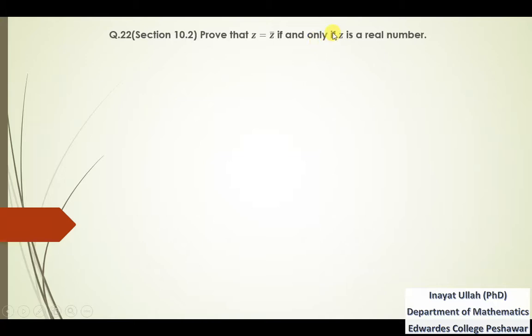'Only if' means take this side true, that Z is a real number, and try to prove that Z is equal to Z conjugate. This is the meaning of if and only if. This is called necessary and sufficient condition. So we need Z and its conjugate. Let's say Z is a plus b iota, so its conjugate is actually a minus b iota.